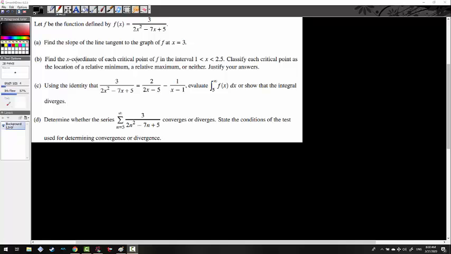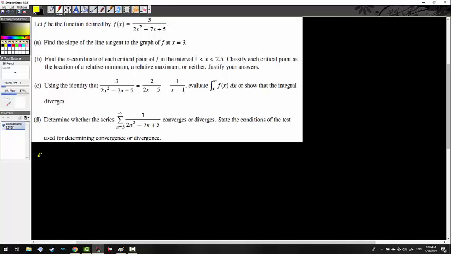Today we will be looking at the 2017 Calculus BC question number 5. It reads, let f be the function defined by f of x is equal to this particular function. Part A: find the slope of the line tangent to the graph at x equals 3.